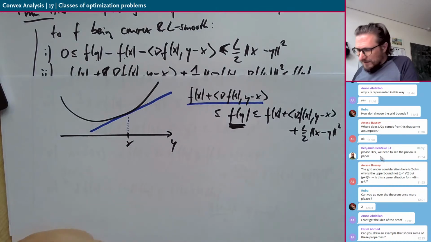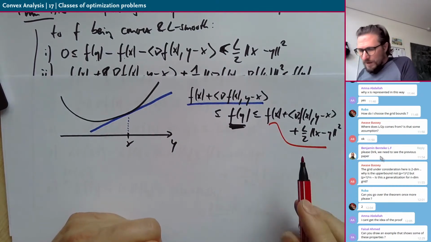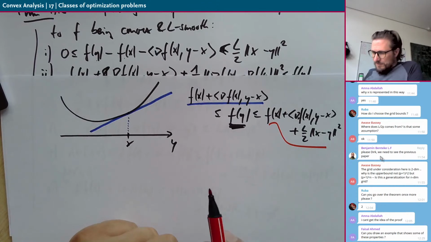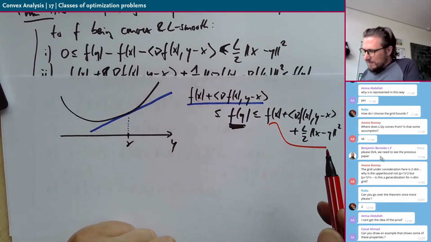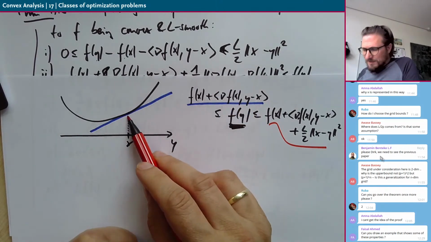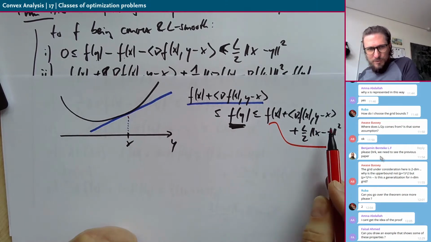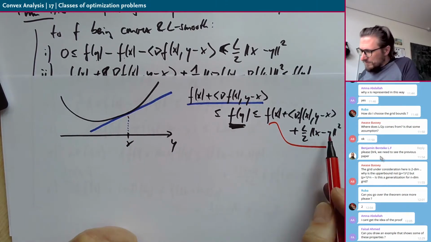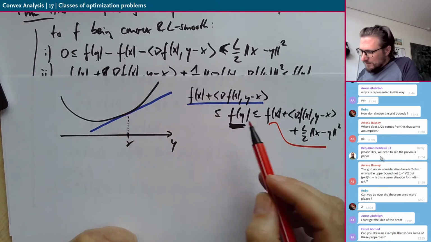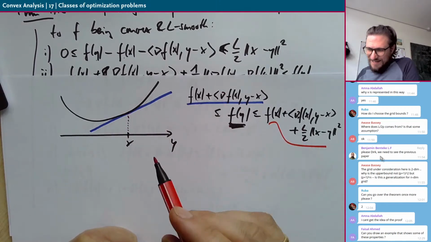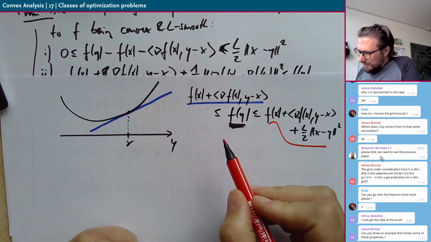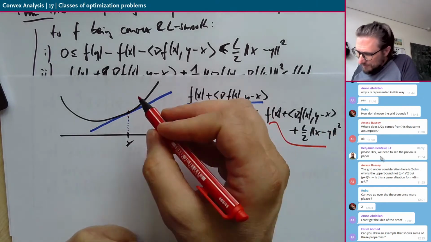What is the right-hand side? The right-hand side lies above the function. This is what the upper inequality says. It is the linearization plus this quadratic term, which is 0 at the point x. So the upper and lower bounds are exact at this point here, and the upper bound deviates from the lower estimate by a quadratic.